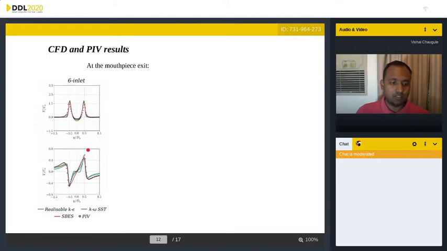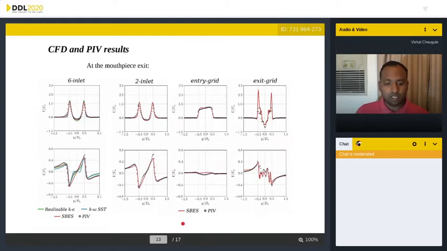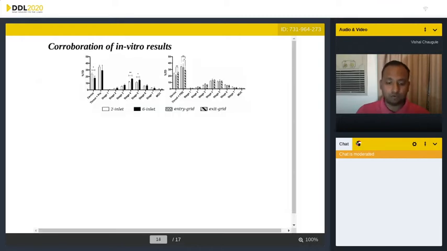So we are confident of using SBES to study the remaining models, which are here. These are the velocities for the other models. The 2-inlet model has velocity similar to the 6-inlet case. But when we use a grid, what we see is that we no longer have those high axial or lateral velocities because of the flow straightening effect of the grid, and it reduces swirl. So the takeaway from this is we are confident of using SBES to look at what happens with the particle and fluid dynamics in the DPI.